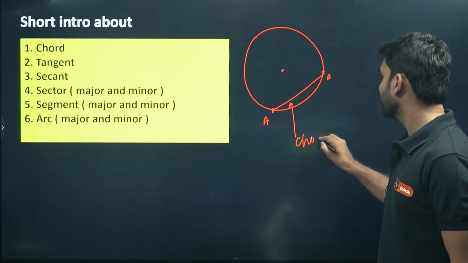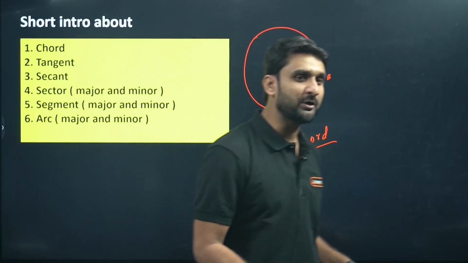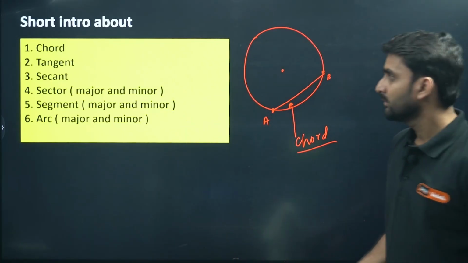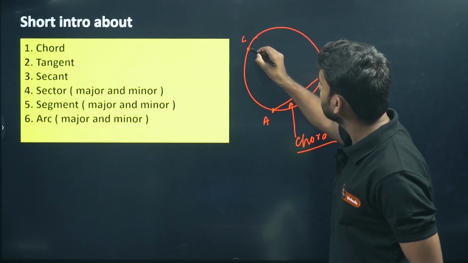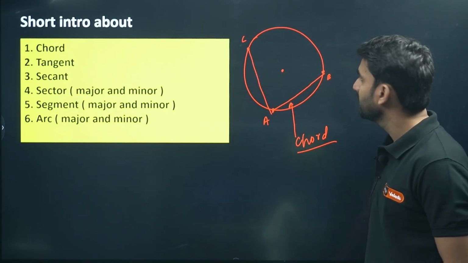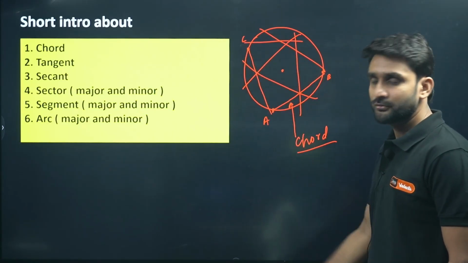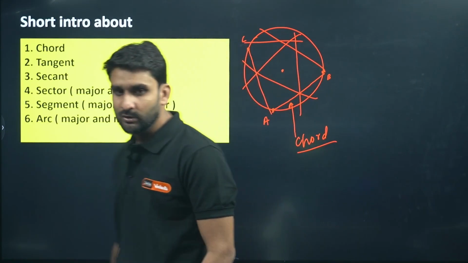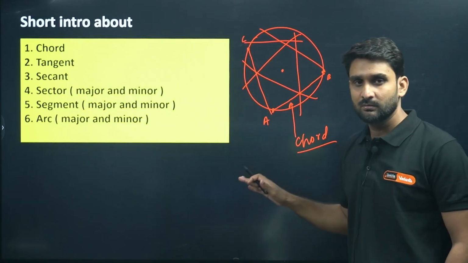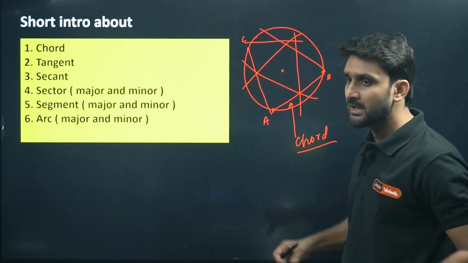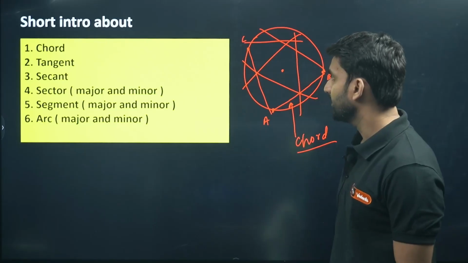So what will be the definition of a chord? The line joining 2 points on the boundary of the circle is called a chord. Let's say there is one more point here, C, and you join A to C. This will be one more chord. There will be so many chords in a circle, you cannot count how many. So a chord is the line joining 2 points on the boundary of the circle.